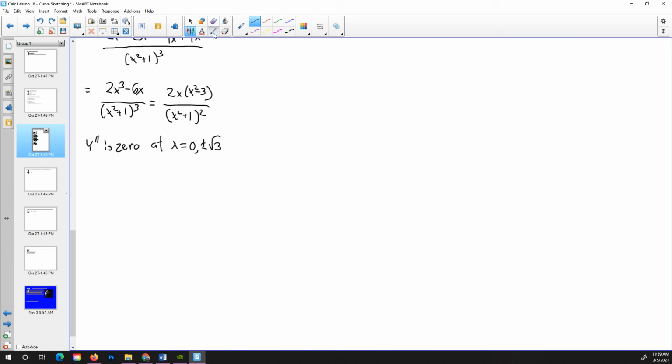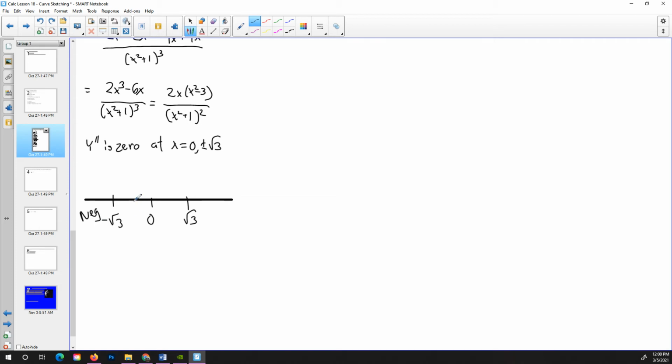Again, I'm going to create a little number line here, and this time I have 3 values. So negative square root of 3, 0, and then square root of 3. And so when I plug in negative 10 into this function here, negative 10 is going to be negative 1,000 times 2, so negative 2,000 plus 60. So I'm still going to be negative. So over this interval, and again, the denominator is always positive, so I'll have a negative here.